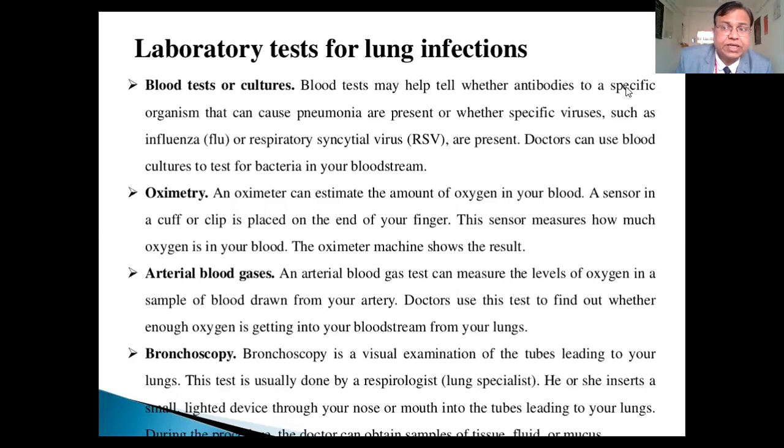Second is the oximetry test. Third is arterial blood gases. Fourth is bronchoscopy.